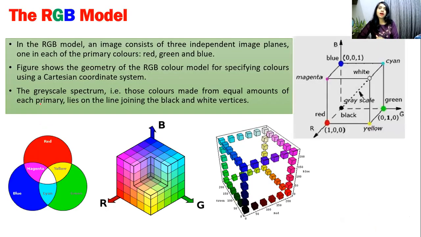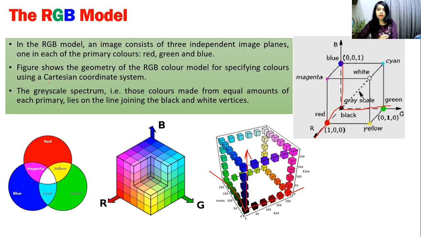So let's start with the RGB model. What is the RGB model? RGB, as the name suggests, stands for red, green and blue model. An image consists of three independent image planes. So there are three independent image planes. You can concentrate here. This is red, here it is green, and here it is blue. If you see in this image, this is the red, this is the green, and this is the blue plane.